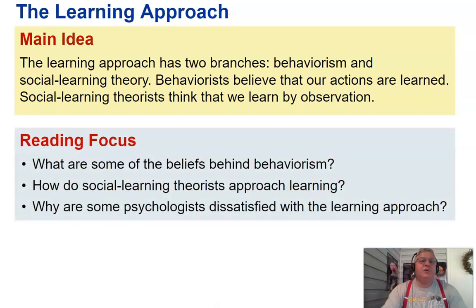So in this section, what you should learn is that the learning approach has 2 branches, behaviorism and social learning theory. Behaviorists believe that our actions are learned. Social learning theorists think that we learn by observation. So at the end of this section, you should be able to answer the questions: What are some of the beliefs behind behaviorism? How do social learning theorists approach learning? And why are some psychologists dissatisfied with the learning approach?